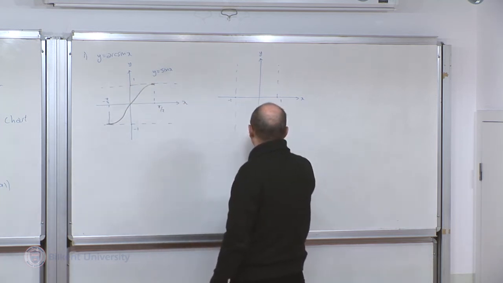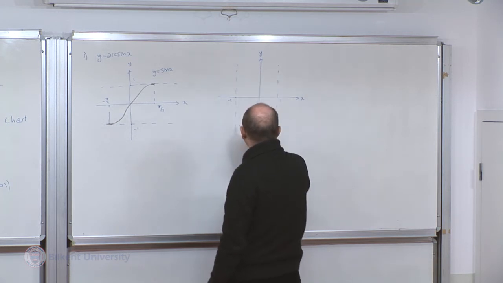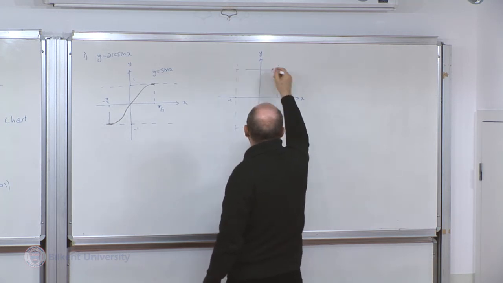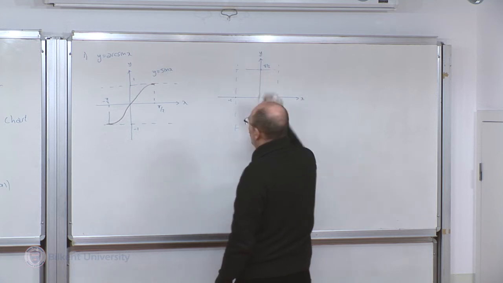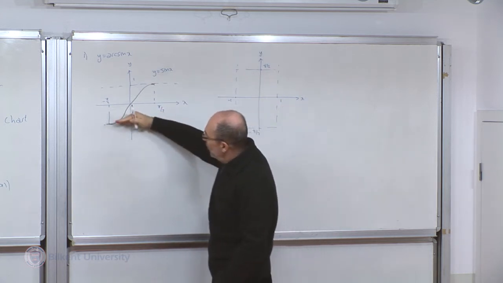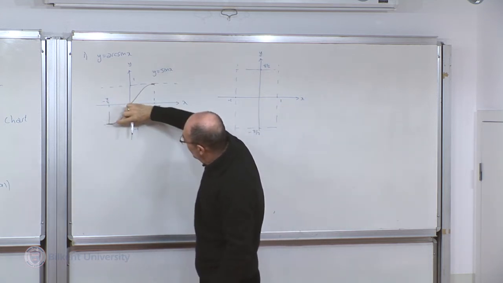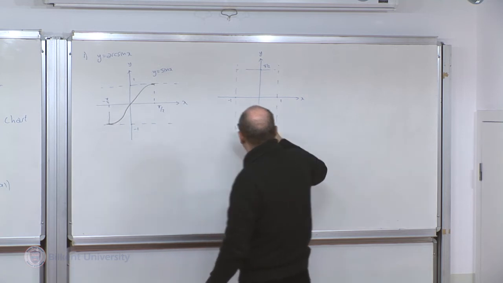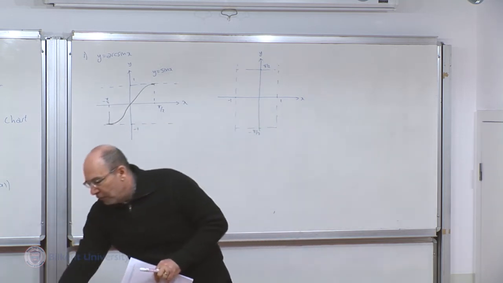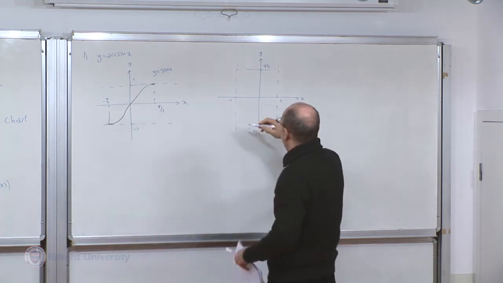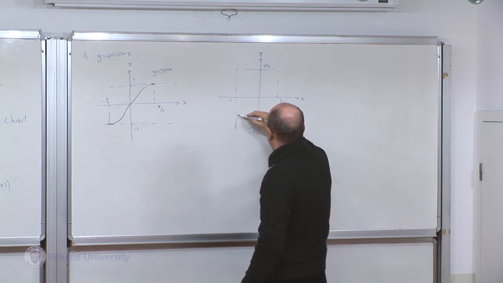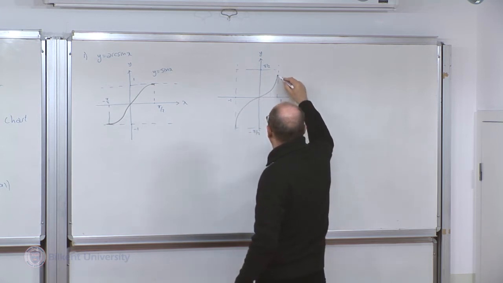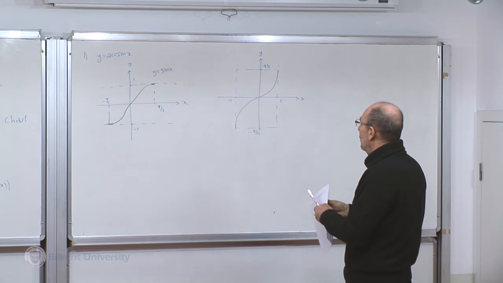So this is minus pi over 2. And here I have pi over 2. Okay. So it was like this when I flip it. Okay. So this piece will be like this. So the tangent line will be perpendicular. It will start from here and it will go like this. Okay.